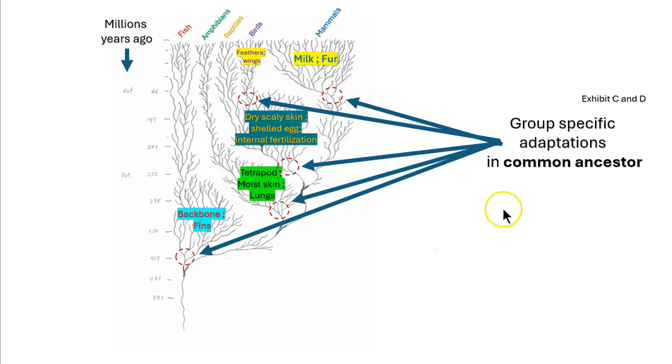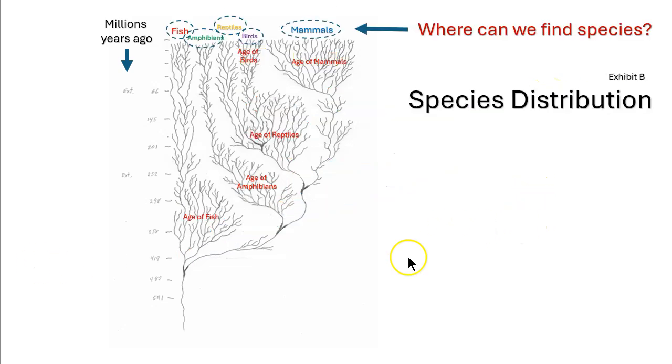Okay, so that wraps up what we were calling Exhibit C and D, comparative anatomy and classification. Now let's move on to another category, and this will be the final one in this lesson. We called it Exhibit B, species distribution. And this has to do with the answer to the question, where can we find all these different species of vertebrates? For Darwin, the location of species was a clue to species origin.